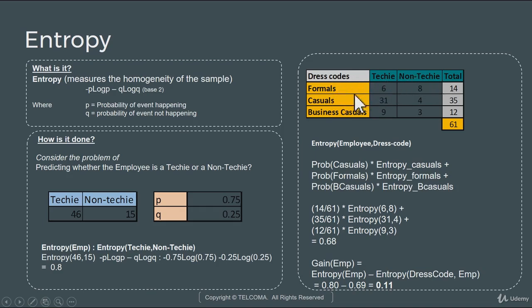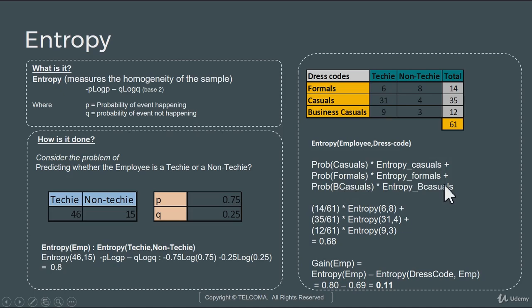So we have a total of 14 formals, out of which 6 are techie and 8 are non-techie. For business casuals, we have 12 values, out of which 9 stand for techie and 3 for non-techie. Add them all, we get 61. So we say entropy of employee versus dress code can be defined as the probability of each individual value into the entropy of those respective values. So we'll say probability of casuals into entropy of casuals, plus probability of formals into entropy of formals, plus probability of business casuals into entropy of business casuals.